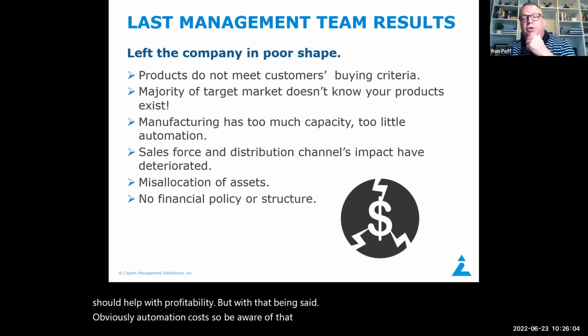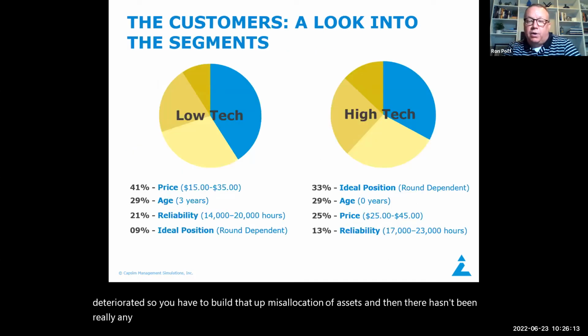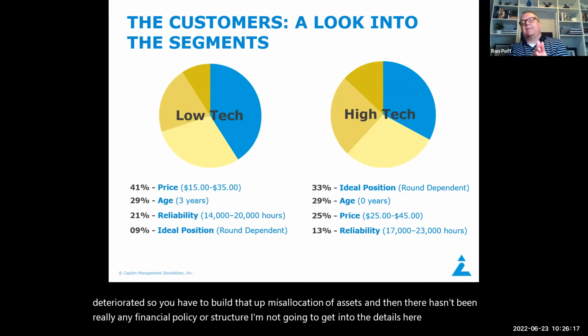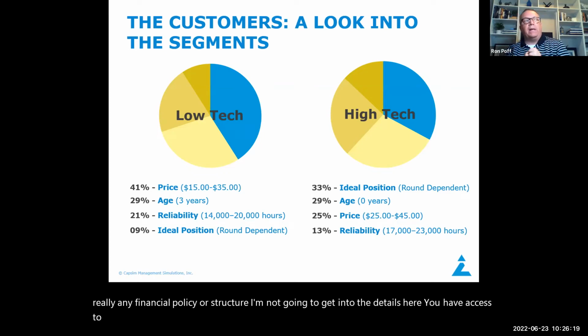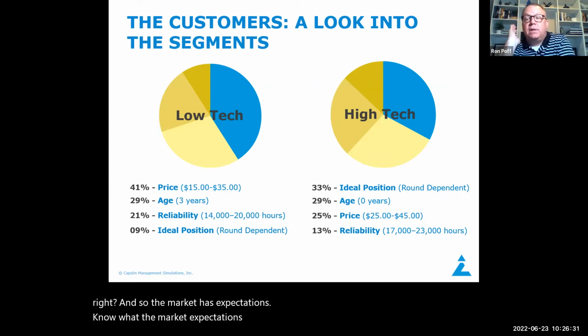Salesforce and the distribution channels have deteriorated, so you have to build that up. Misallocation of assets, and then there hasn't been really any financial policy or structure. I'm not going to get into the details here. You have access to this. The key point here is you have to have your product meet the market demand, right? And so the market has expectations. Know what the market expectations are and be able to deliver your product to meet these expectations.